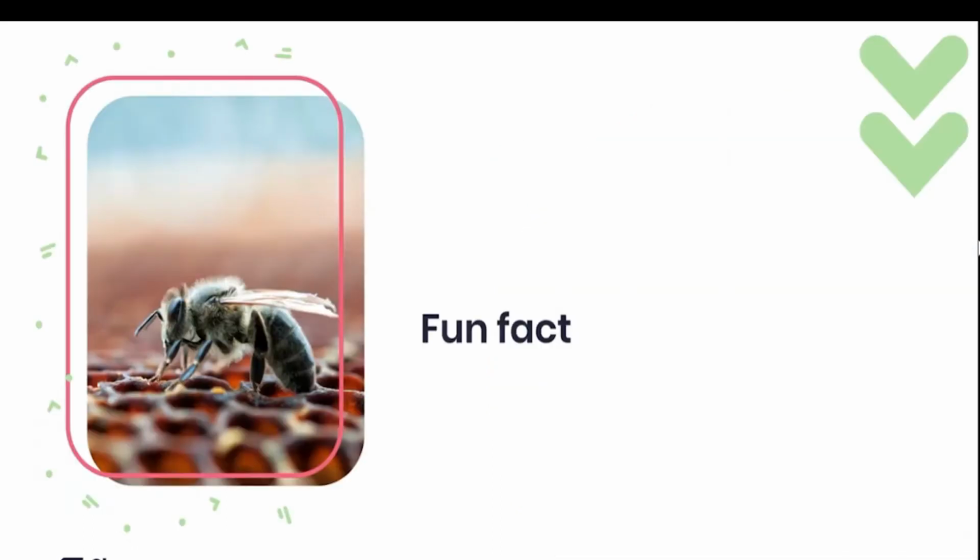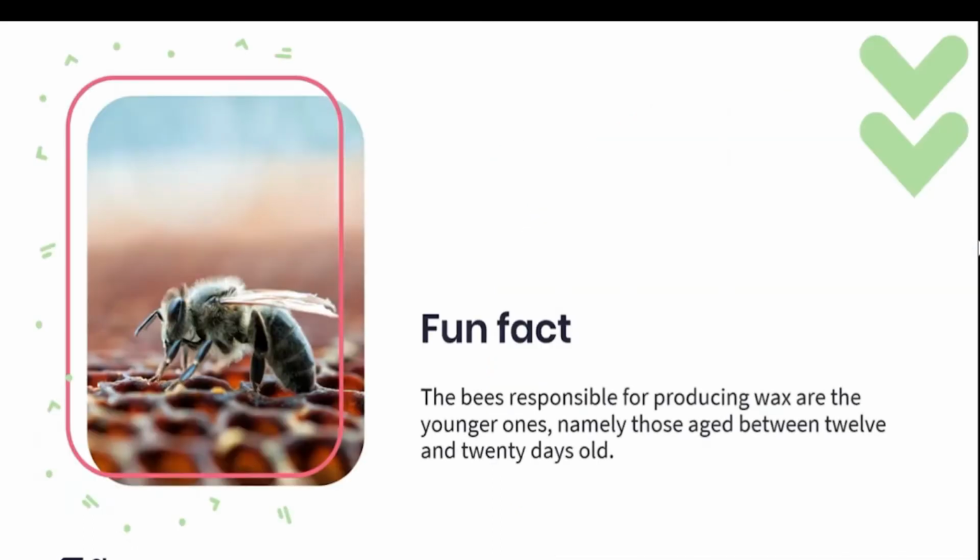Here's a fun fact for you. The bees responsible for producing wax are the younger ones, namely those aged between 12 and 20 days old. Once they age beyond this point and begin taking responsibility for collecting pollen and nectar, the glands that were producing the wax will start to atrophy or degenerate. They don't lose their wax-making abilities entirely, but as their responsibility to the hive shifts, their wax-making capacity diminishes.